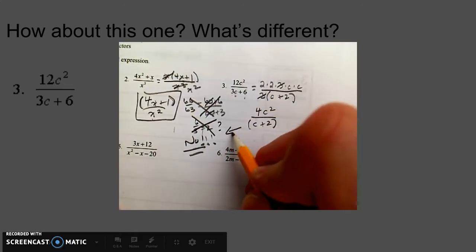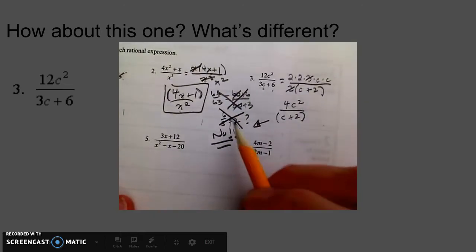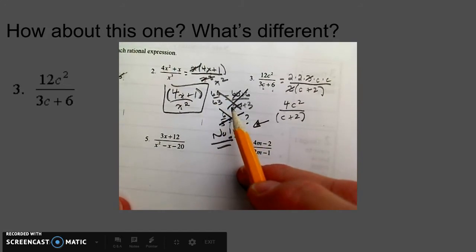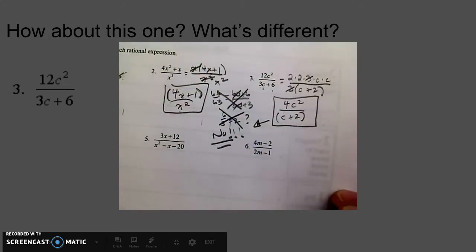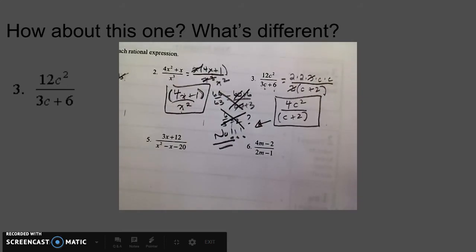And if you're tempted to try to cancel those c's, remind yourself again, you can't go inside of the polynomial and take just one term out. We have to leave the c plus 2 by itself.